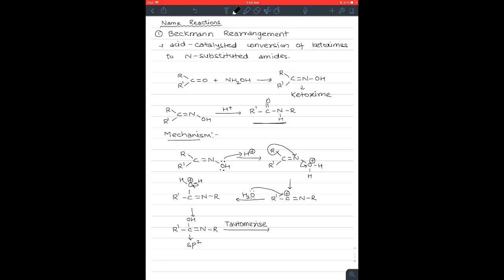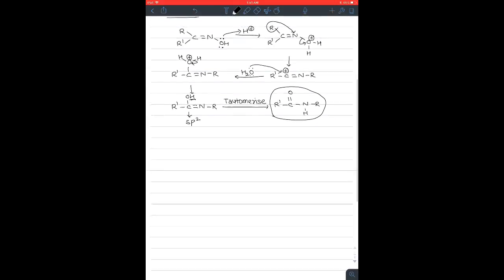So this hydrogen which is present will migrate from this oxygen to nitrogen, and the compound which will be formed will be R dash C double bond O N H and R. This product which we have obtained is the amide. So this entire rearrangement, which takes place in presence of H plus, is known as Beckmann rearrangement. I hope this concept is clear. Let's do one basic question on this.